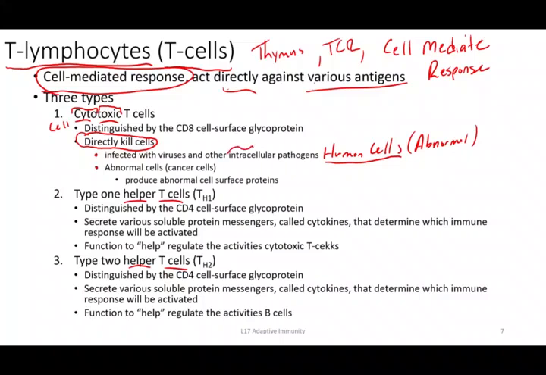So that just means inside the cell. That's what intracellular means. So that would be one set of abnormal cells that we may want to target and destroy, and indeed cytotoxic T cells can do that.